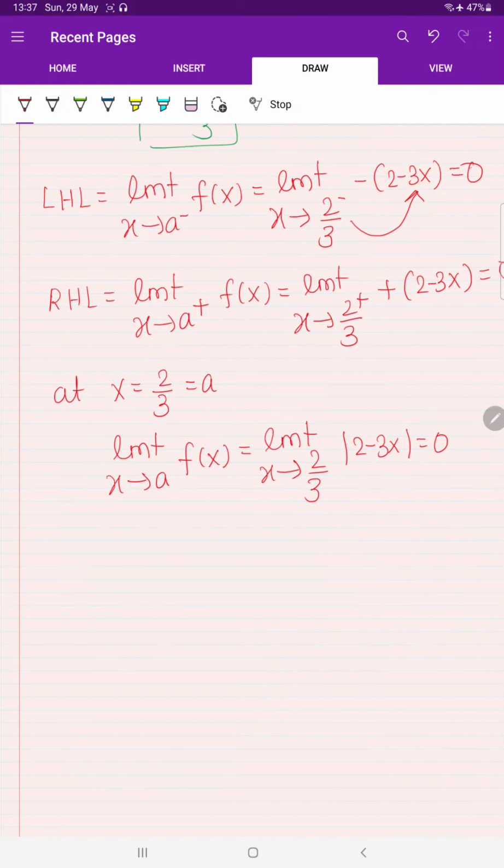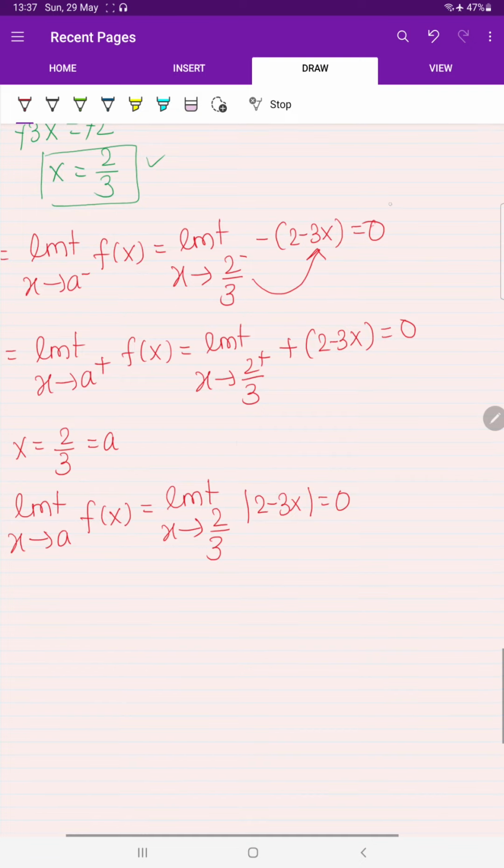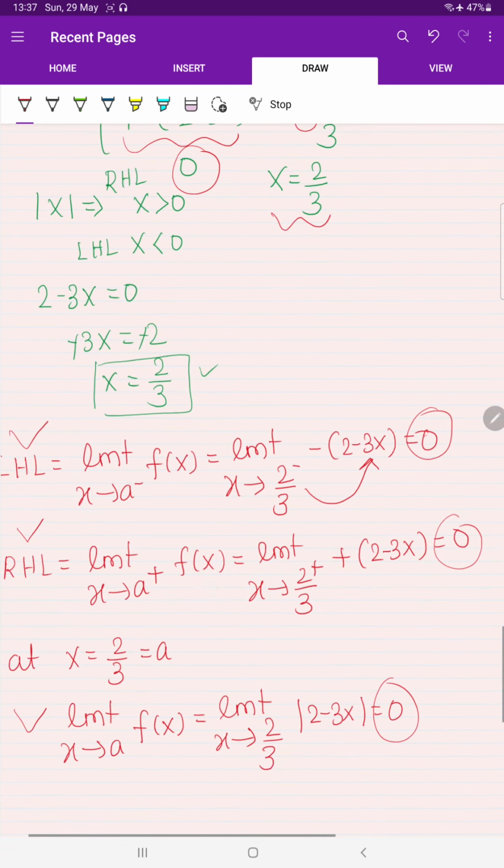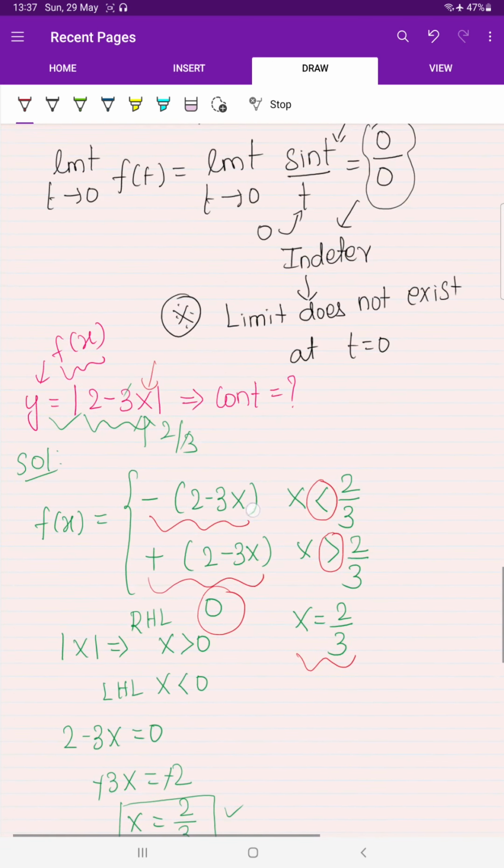Finally, what is the conclusion? The left hand limit, the right hand limit, and the value at the specific point are all going to be 0. If all are equal, meaning you get the same value, then the given function is a continuous function. This mod function is always continuous. I hope you all got the conclusion about this question.